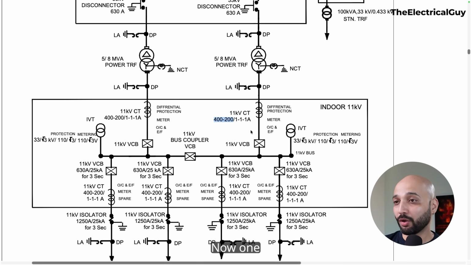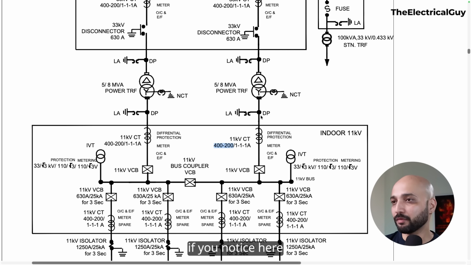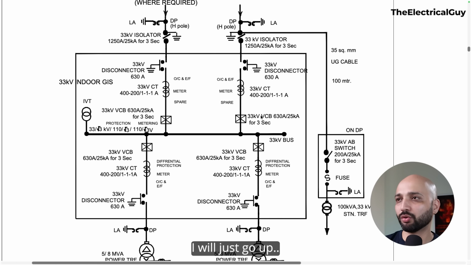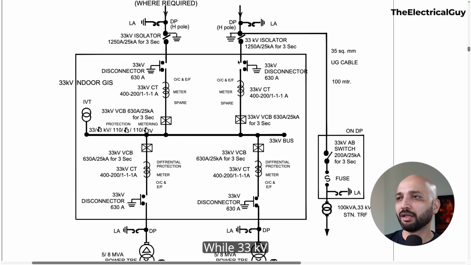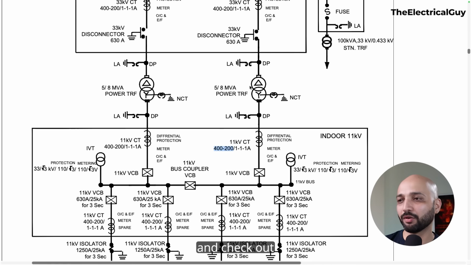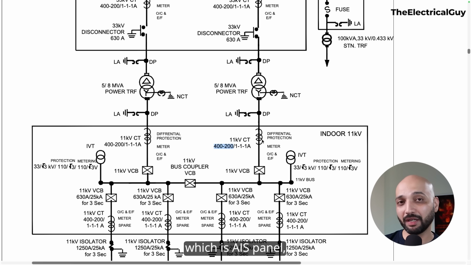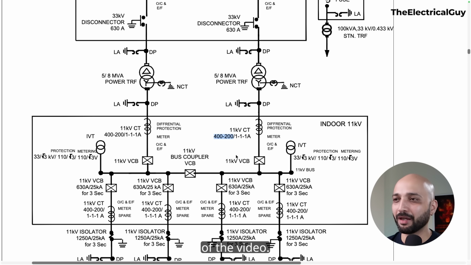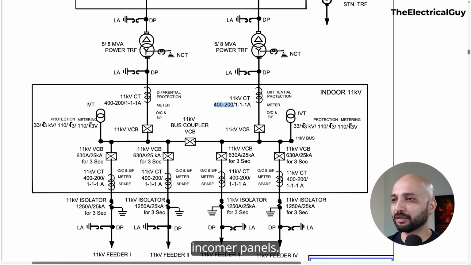Now one important thing, if you notice here, for 33 kV, I'll just go up. For 33 kV, we had a 33 kV disconnector used. But if you scroll down and check out the 11 kV, which is the AIS panel, we do not have the disconnector. Now, why is that? I'll give that reason to you at the end of the video. Okay, so these are the incomer panels.